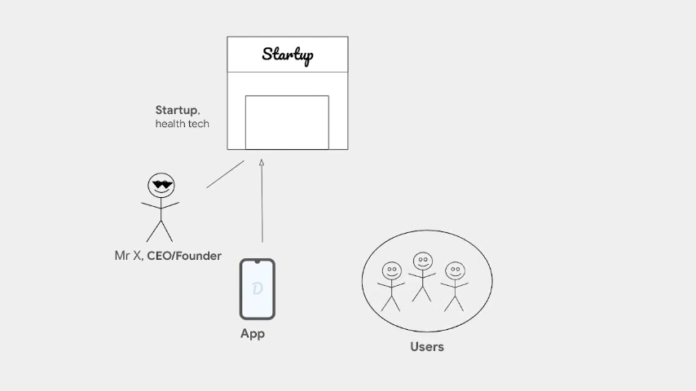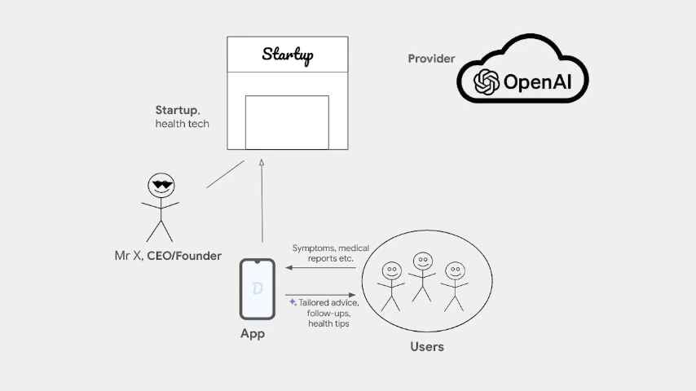It works very simply. Users send in requests, like they ask questions, they tell their symptoms, and the application responds to each user by giving them tailored advice and follow-ups and health tips about how they can manage their issues. And in order to be able to do this, Mr. X connected his application to OpenAI, the creators of ChatGPT, by an API in order to relay the users' questions and use ChatGPT to answer. So that's merely how it works.